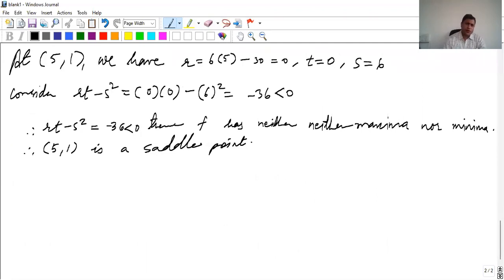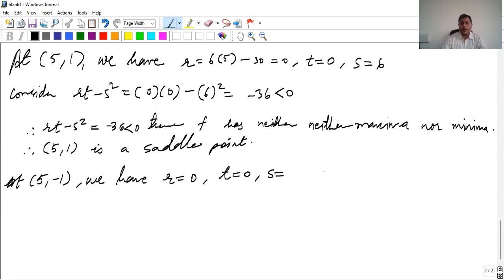Now think of the next point. So at 5, -1, what are we able to get? So we have R equal to 0, T is equal to 0, and S is equal to, so what will S be? Is that okay? Are you getting this?